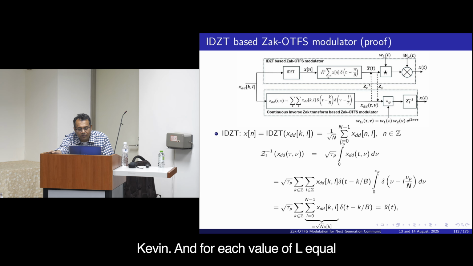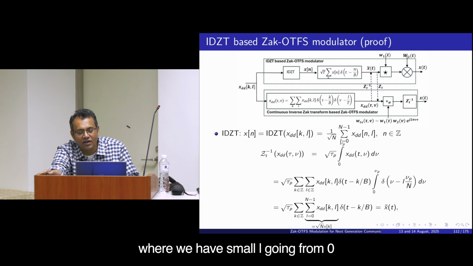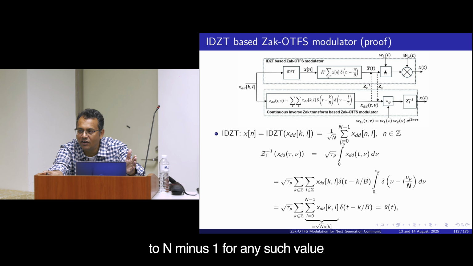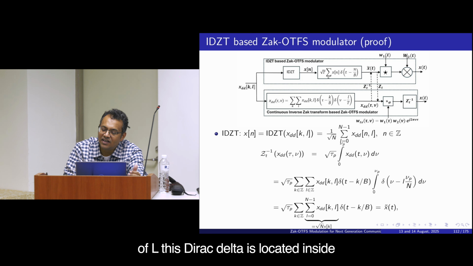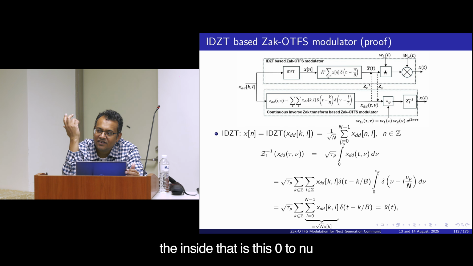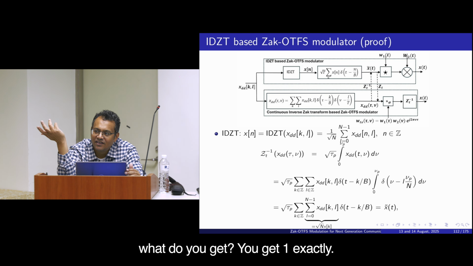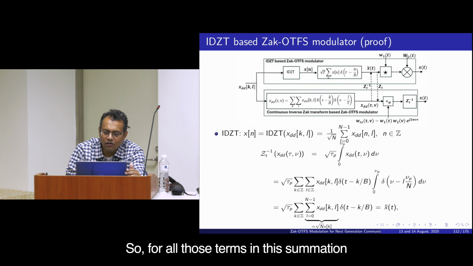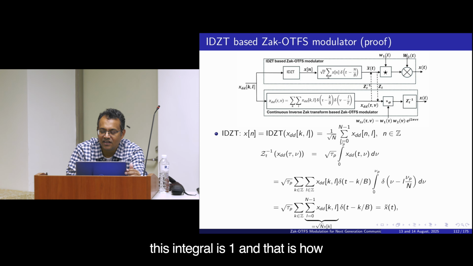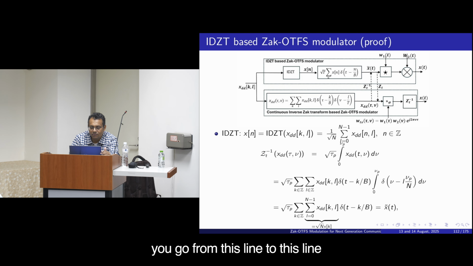And for each value of L equal to 0 to N minus 1, what is the value of this integral? For any such value of L, this Dirac delta is located inside the 0 to nu p interval. And if you integrate a Dirac delta, what do you get? You get 1, exactly. So, for all those terms in this summation, this integral is 1, and that is how you go from this line to this line. Is it okay so far?